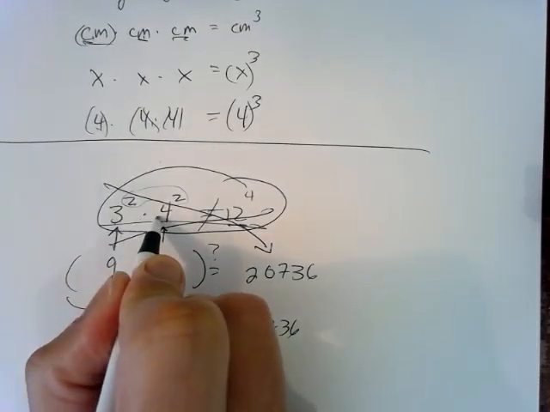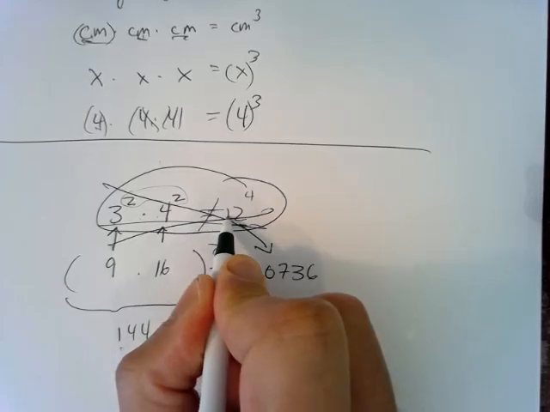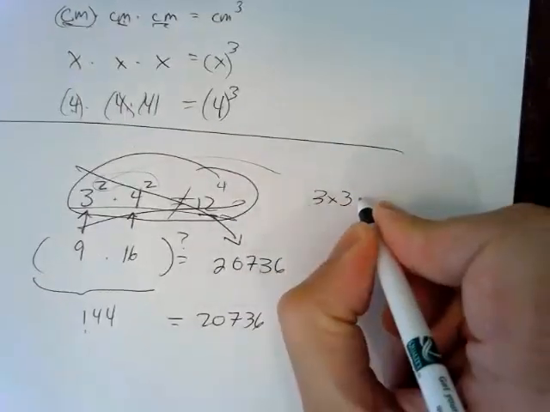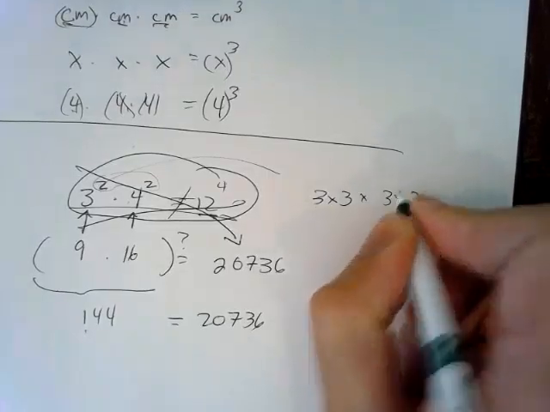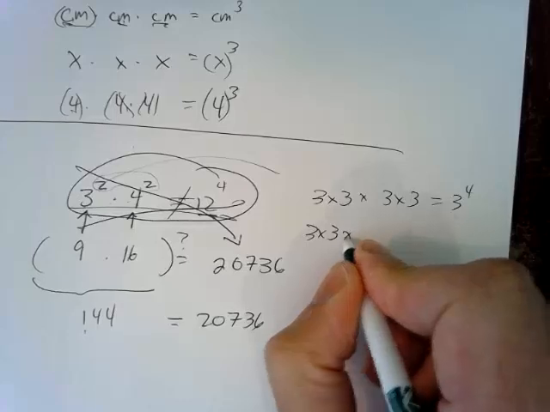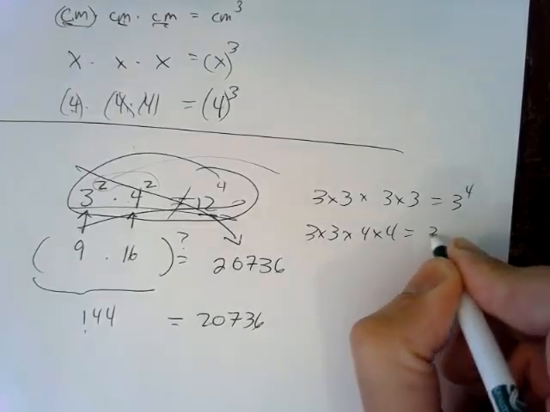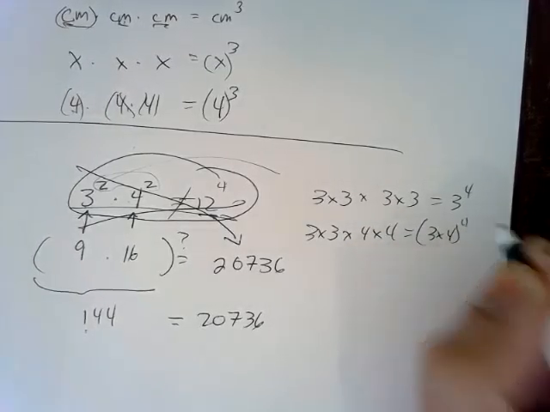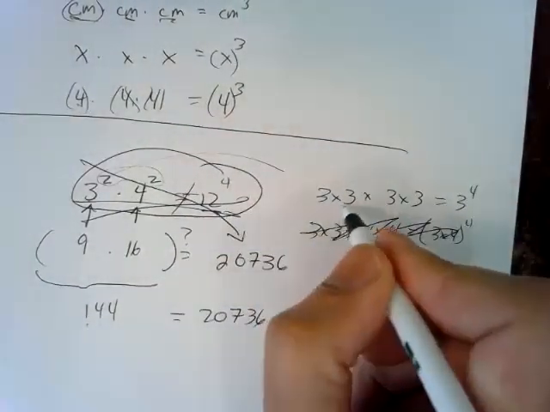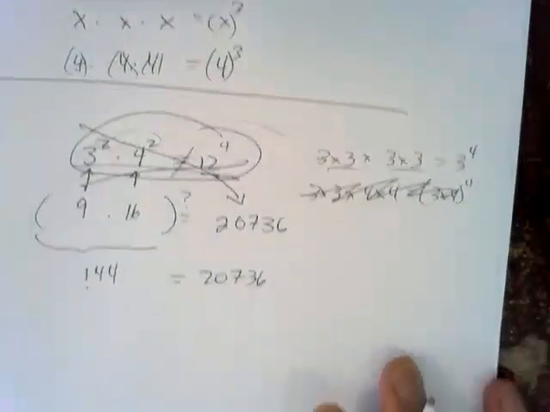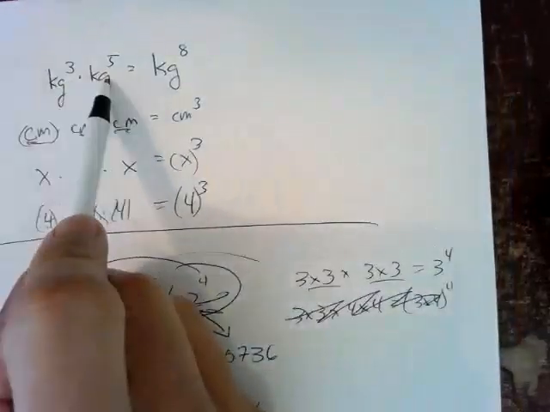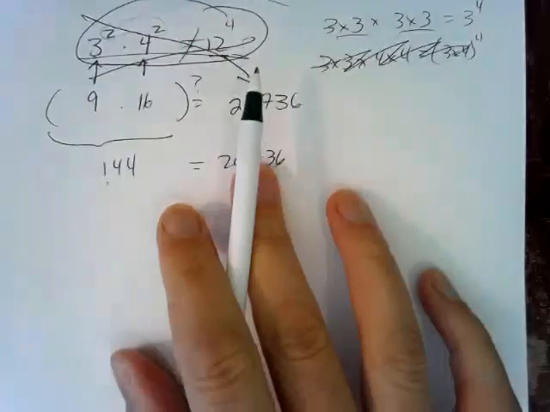If I have 3 squared times 3 squared, that is in fact equal to 3 to the 4th. And that goes back to 3 times 3 times 3 times 3 is what 3 squared times 3 squared would be, and that's 3 to the 4th. We would not say 3 times 3 times 4 times 4 is equal to 3 times 4 to the 4th. We wouldn't be inclined to do that. So adding the exponents only works when the numbers are the same, or the symbols in the case of kilograms, or the symbols in the case of centimeters.